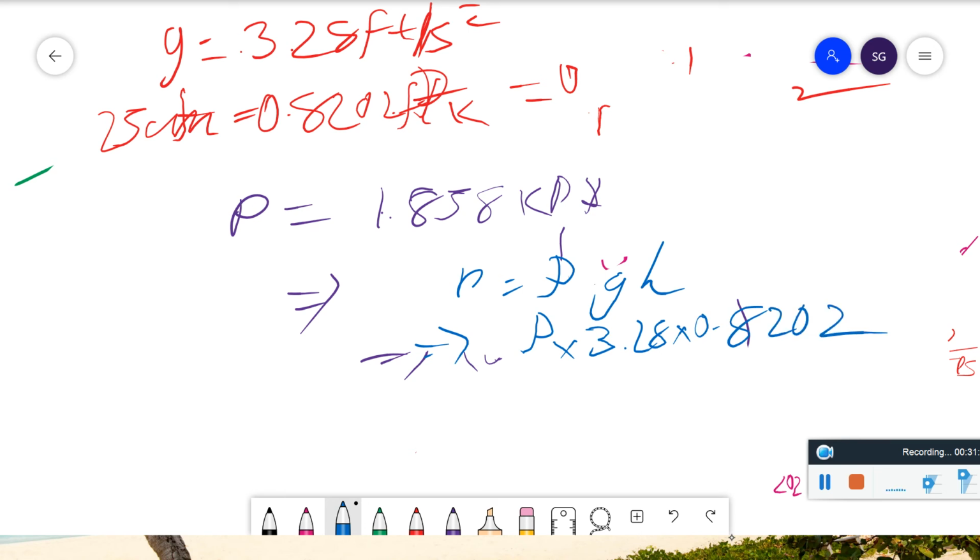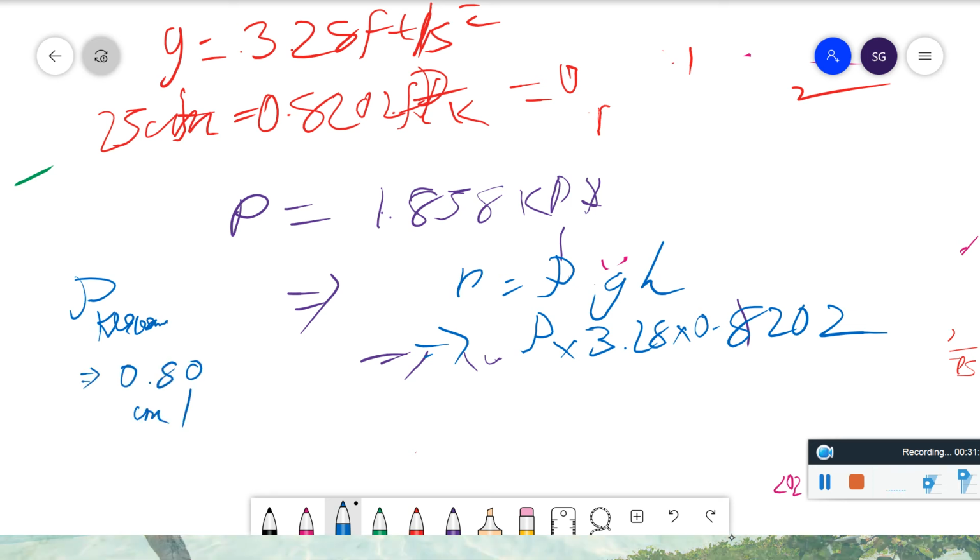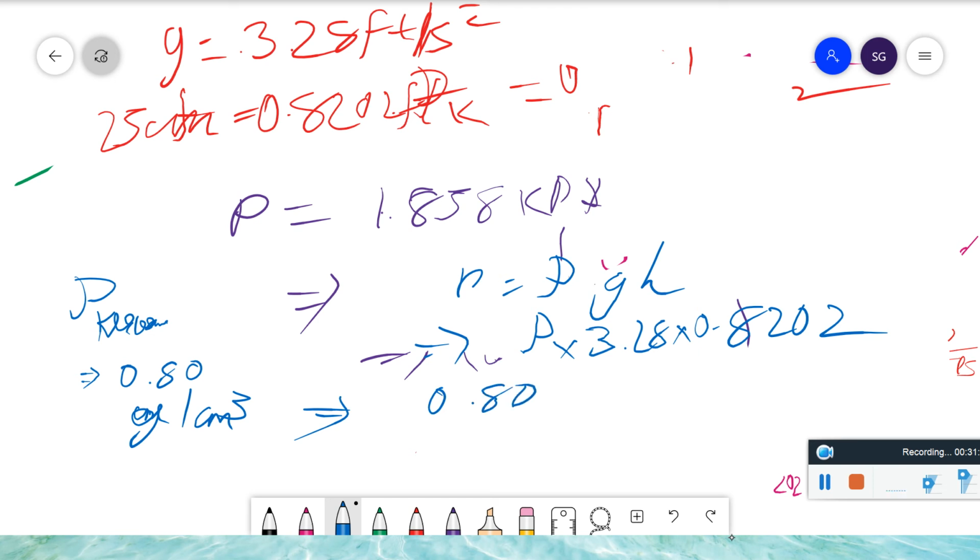So what we have to find out is this rho kerosene. We know that it is 0.80 gram per centimeter cube. So converting into foot, that is 0.80. We know this primary relation, 454 gram is equal to 1 pound.